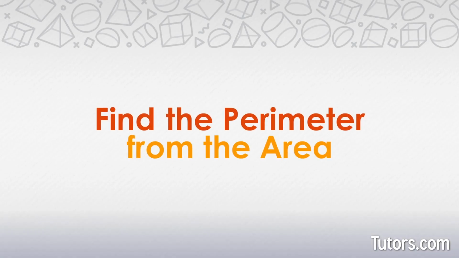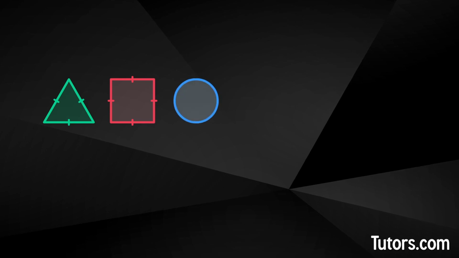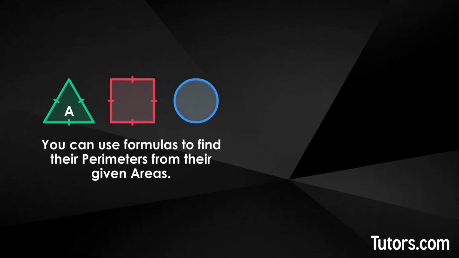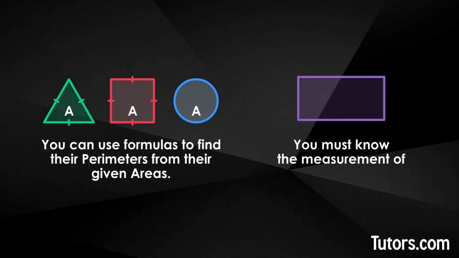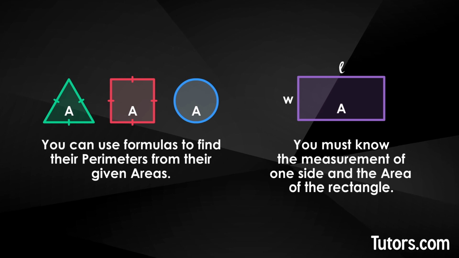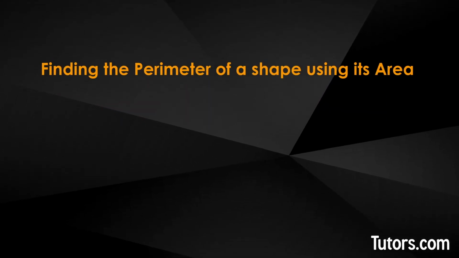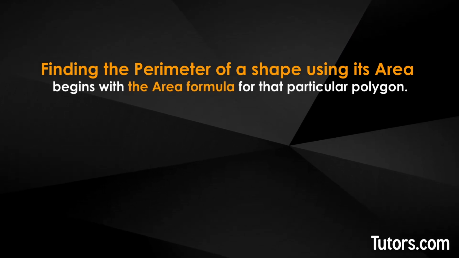Find the perimeter from the area. For some geometric shapes, including equilateral triangles, squares, and circles, you can use formulas to find their perimeters from their given areas. To find the perimeter of rectangles, you must know the measurement of one side and the area of the rectangle. Finding the perimeter of a shape using its area begins with the area formula for that particular polygon.